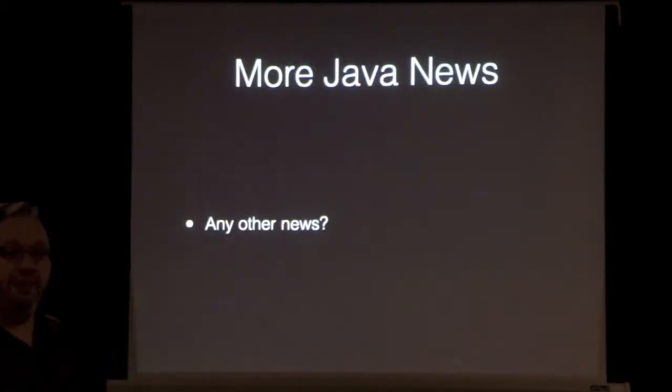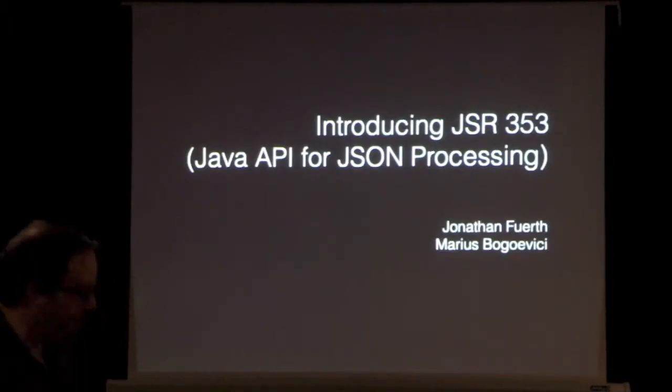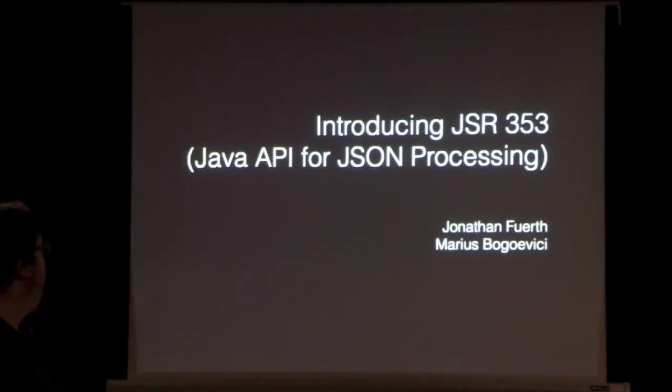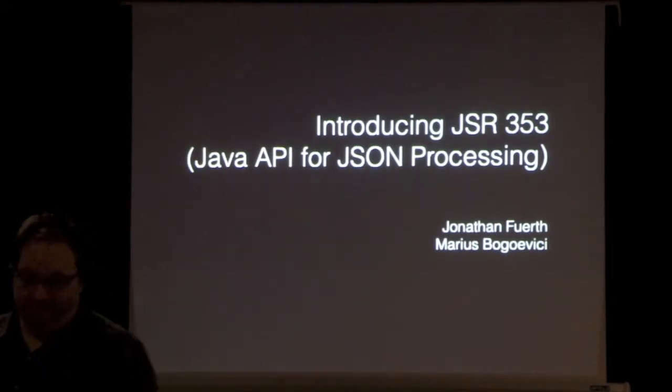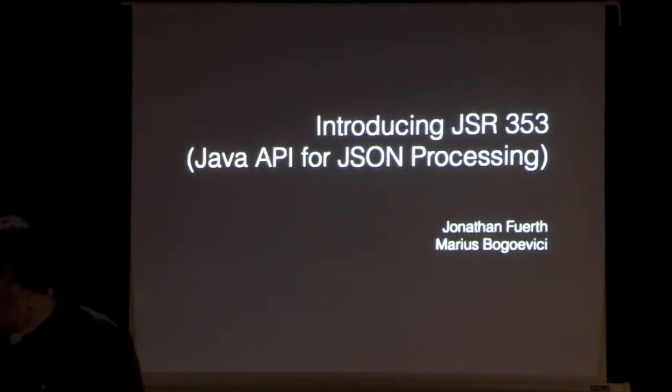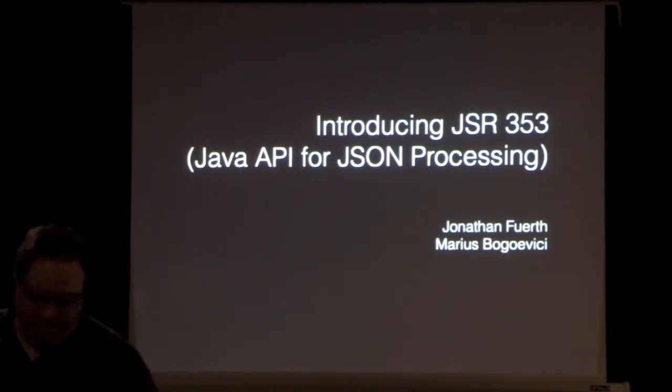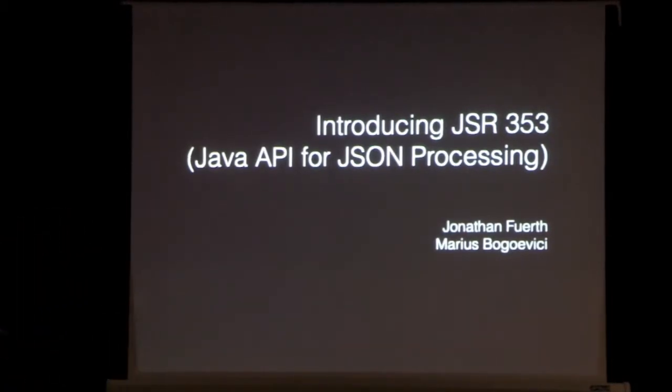All right, so that's that for the news, and today we've got a presentation from Marius and Jonathan on the new Java API for JSON processing, which isn't out yet. It's going to be in EE7. And it's just going to be available for general Java use as well. Yes, there are no dependencies. So that's very cool. So I'll hand it over to them.